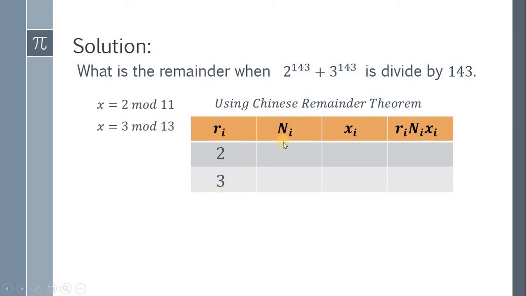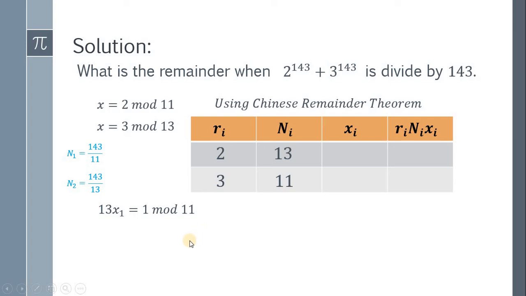Next, how about n sub i? How do we get n sub 1? So n sub 1 is equal to 143 divided by 11. So in this case, this is 13. And n sub 2 is equal to 143 divided by 13, or simply this is 11. Next, how about x sub 1? So to get x sub 1, we have 13 times x sub 1 is congruent to 1 mod 11.